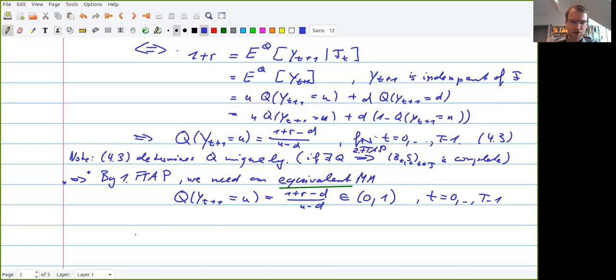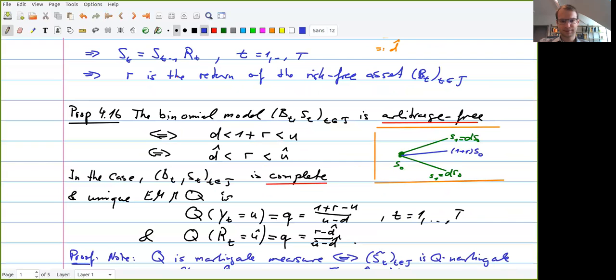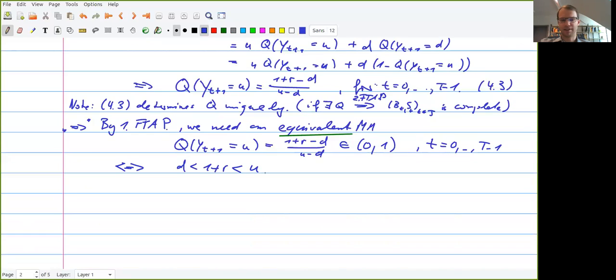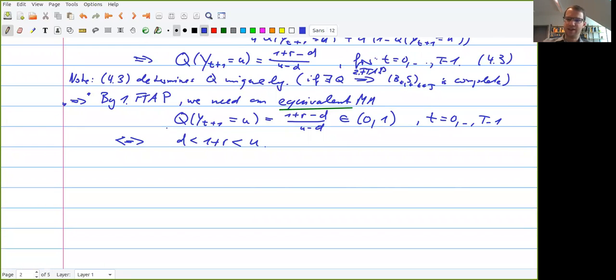Okay. So, if I have this here, this means my d has to be less than 1 plus r, and this has to be less than u. All right, and this is exactly the claim I made here for the binomial model to be arbitrage free. And this is all equivalent here. So we have verified that if the market is arbitrage free, then this condition has to hold.